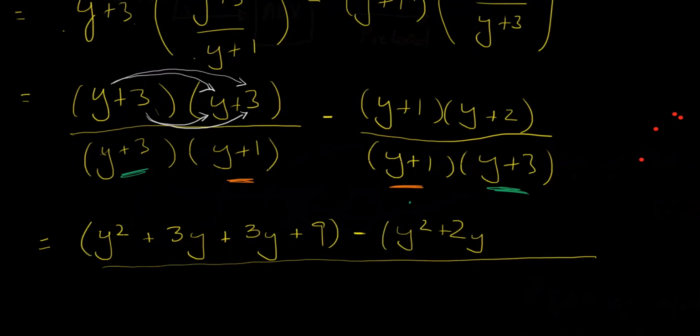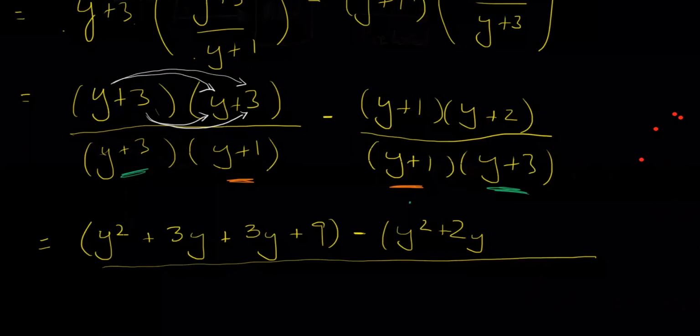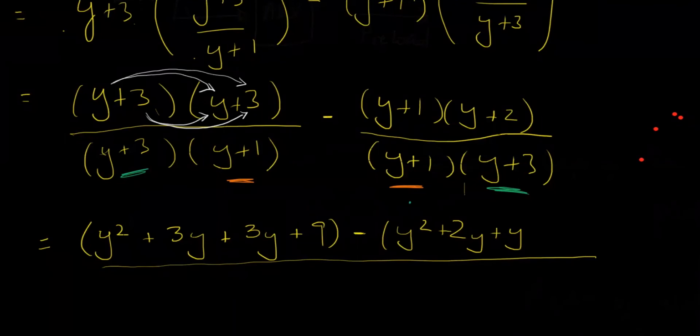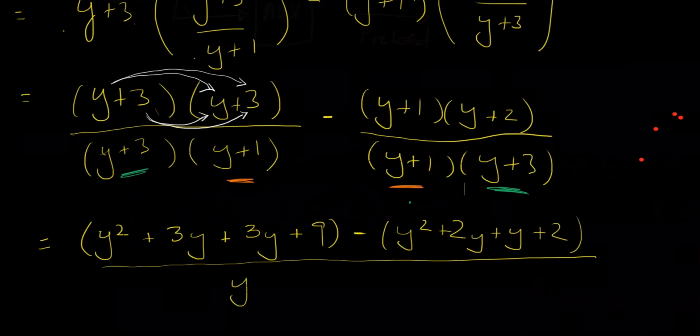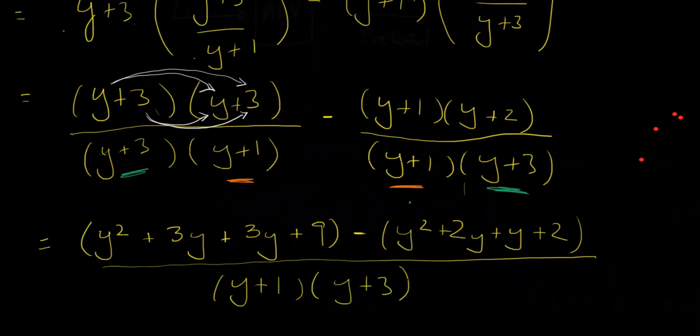So we got 2y, and then what's the next term? What's 1 times y? It's just equal to 1y. What's 1 times 2? 2. And it's all over y plus 1, y plus 3, which is the bit above.